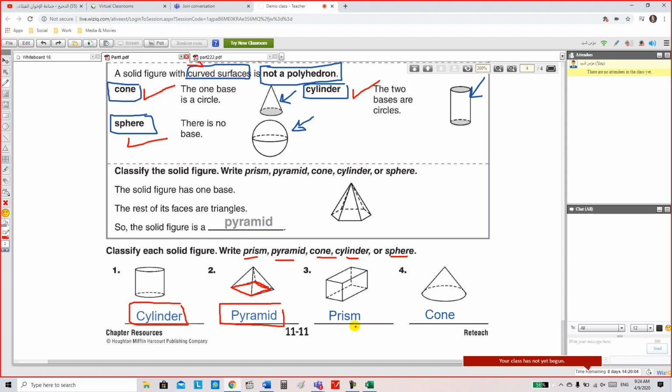The next one, we have two bases in this figure. There's the first base and there's the second base. As in your room, we have a floor and we have a ceiling, so it will be a prism. The next one, we have only one base in the shape of a circle, so it will be a cone, like your ice cream. Okay, let's move to the next page.